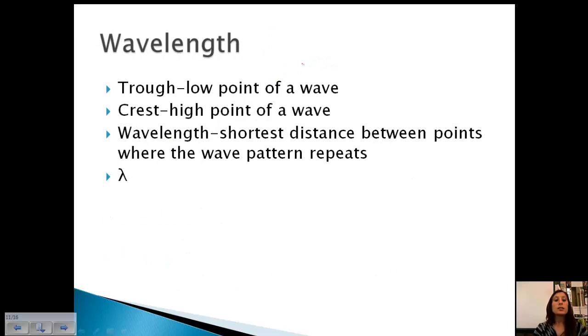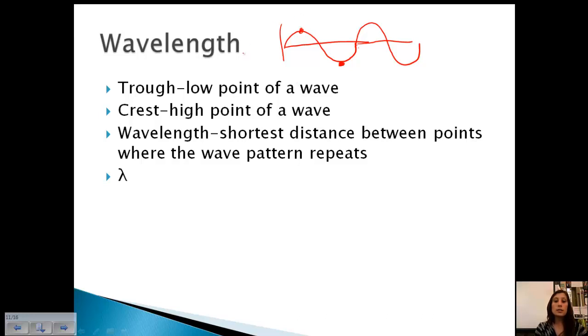The third thing we can measure is wavelength. And so if we look at our wave, this would be one cycle of a wave. And so this would be wavelength. So if I draw a couple more in, of course, they're extremely even. The trough is the low point of the wave, and the crest is the high point of the wave. And so the wavelength is the shortest distance between points where the wave pattern repeats.